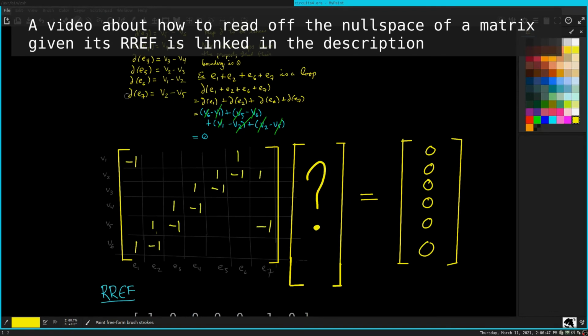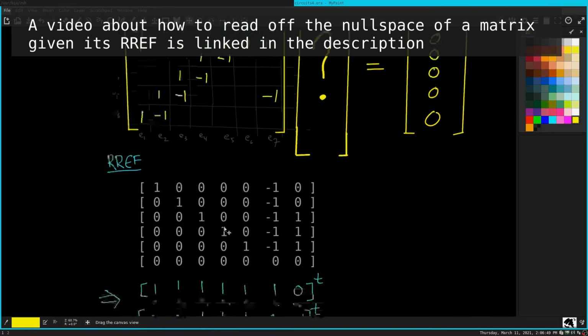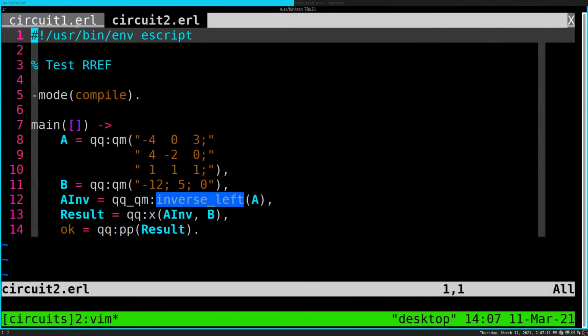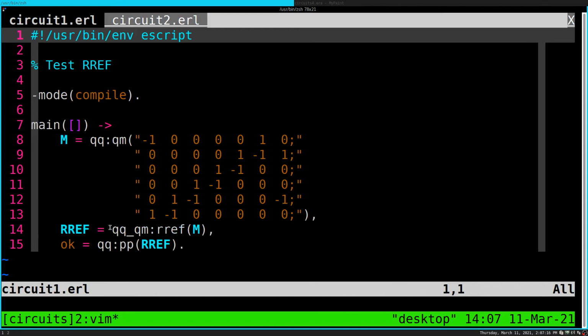That's the important property. And so this row-reduced echelon form also has the property that, if you know how, and I'll maybe link a video about how to do this, you can look at the row-reduced echelon form of the matrix and then just read off what the null space is. I'll explain how to do that in a minute, but I want to show you the program I wrote that calculates this. Here we go. This is a library I wrote called QAnal.